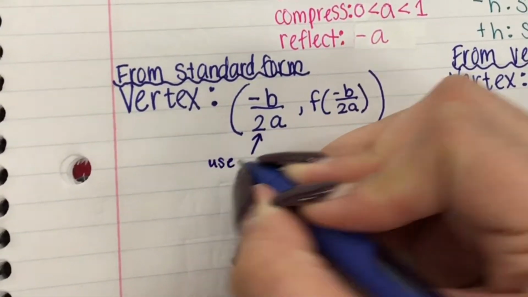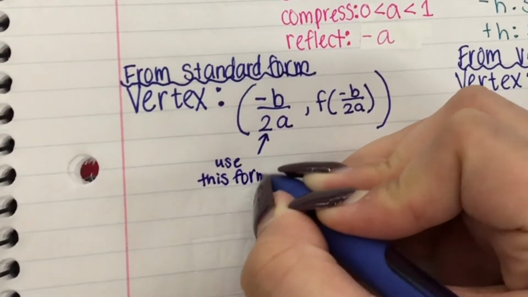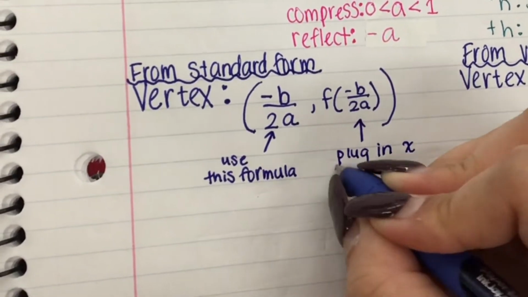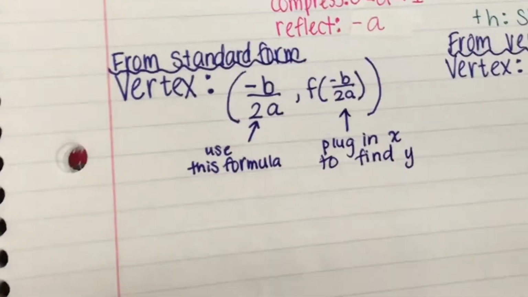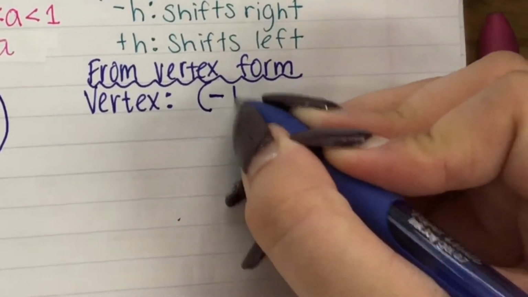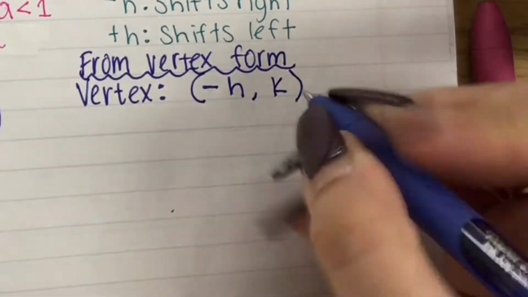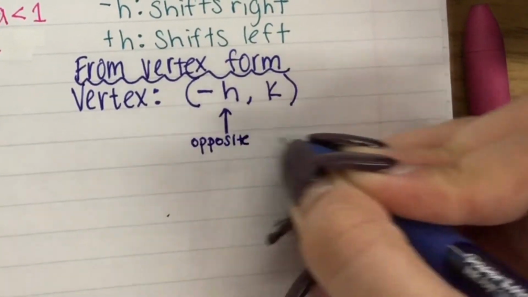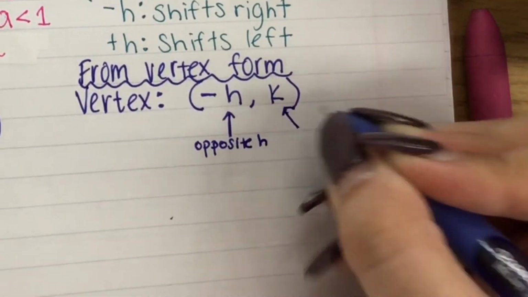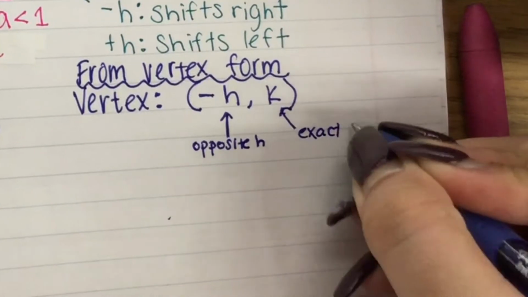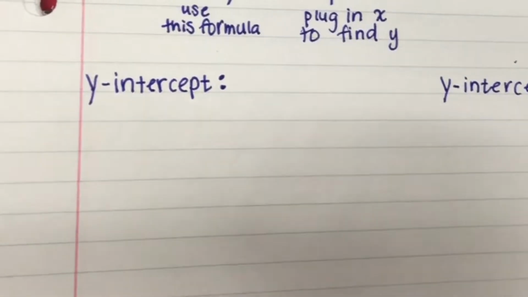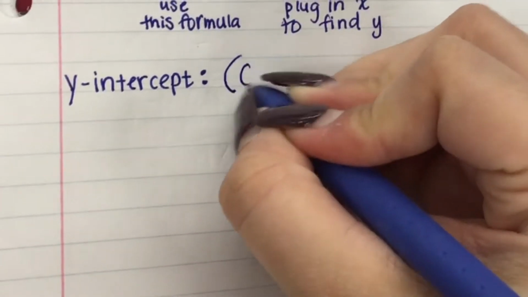So to find your vertex in standard form, you're using a formula, negative b over 2a. And then whatever value you get there, you're going to plug in for x to find the y value of your vertex. From vertex form, it's a lot easier. You just look at the opposite of the h value and exactly the same as your k value to create your vertex.